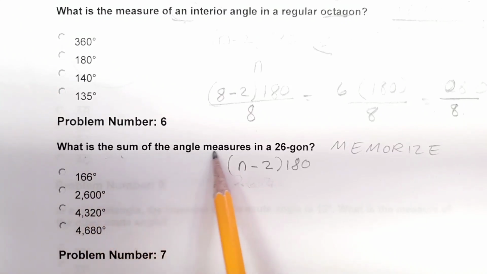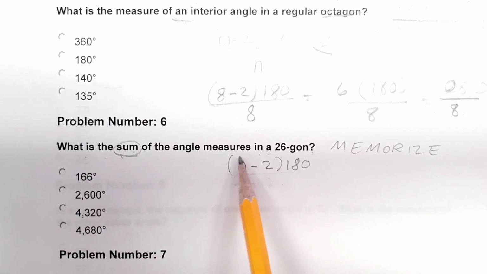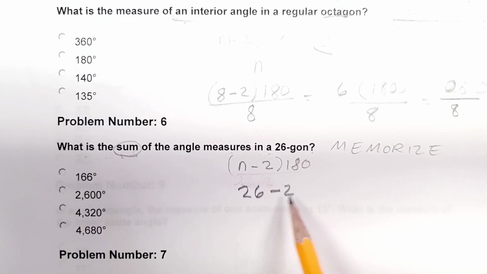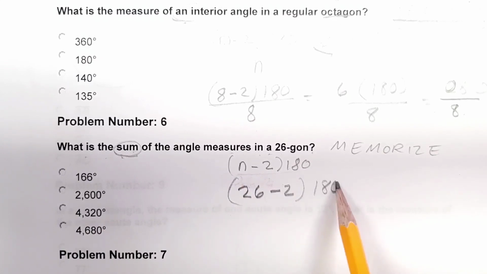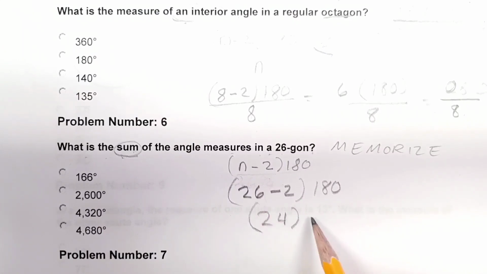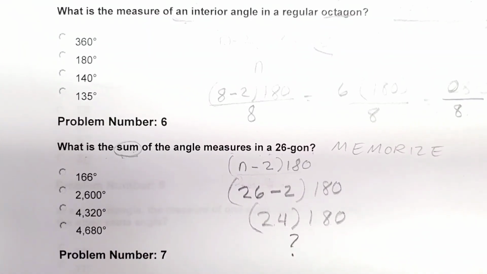What is the sum of the angle measures in a 26-gon? Except we're looking for a sum now, which is total measures, so we're not going to have to divide by 26. Okay, so this is going to be a little quicker because we're just going to go 26 minus 2 times 180. A 26-gon obviously has 26 sides. So then it's 24 times 180. And I'm also going to leave this for you to finish problem number 6. 24 times 180, that will give you the sum of the angle measures of a 26-gon.